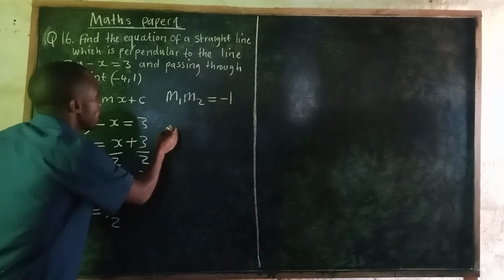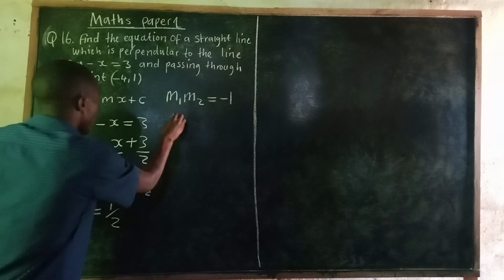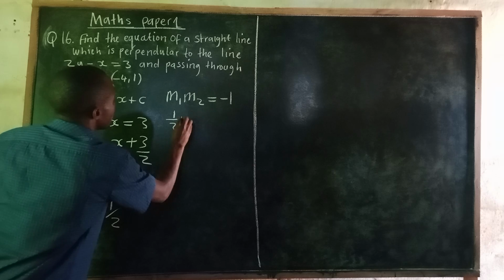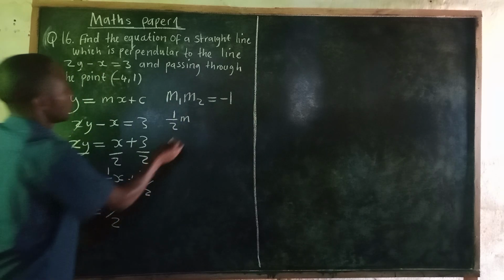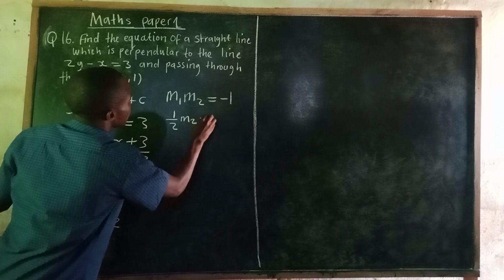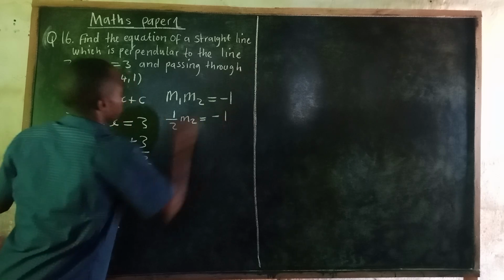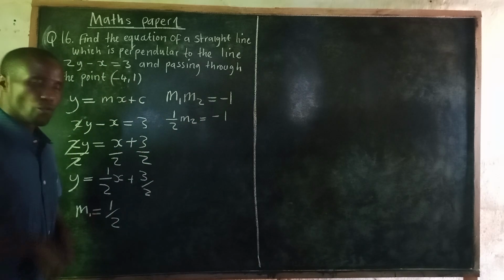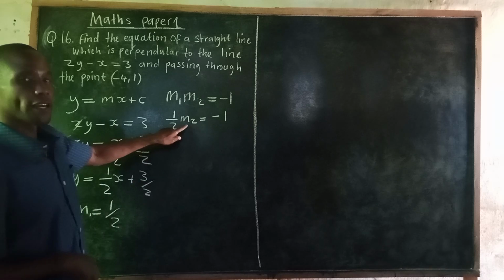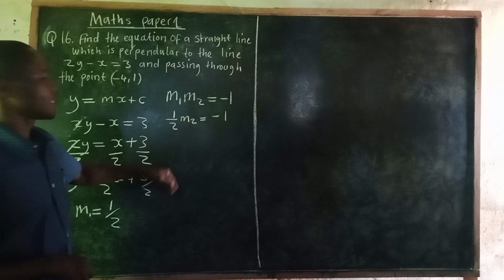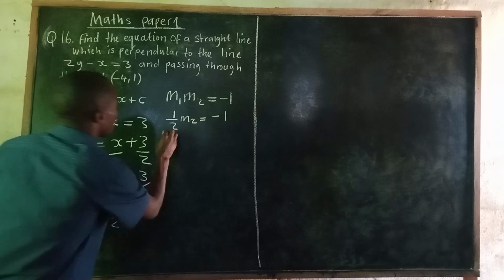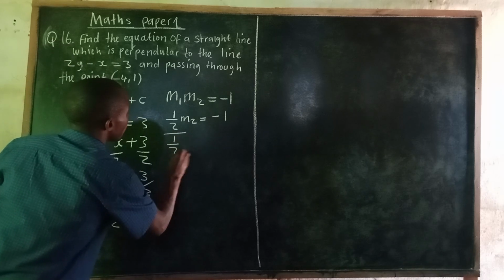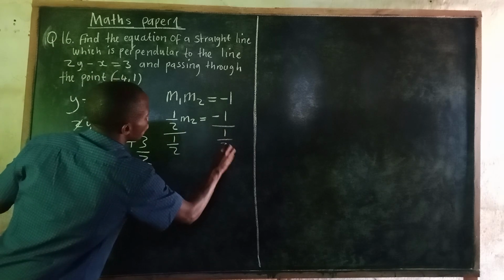So since here we have 1 over 2, then here we have m. We are substituting where there is m1, we put 1 over 2. Then m2 is equal to -1. So what do you do for us to remain with m2? It means we are going to divide by 1 over 2 both sides. So we are going to say over 1 over 2, even this side 1 over 2.